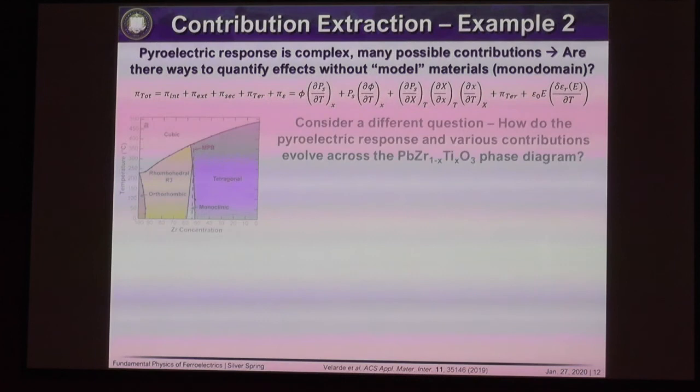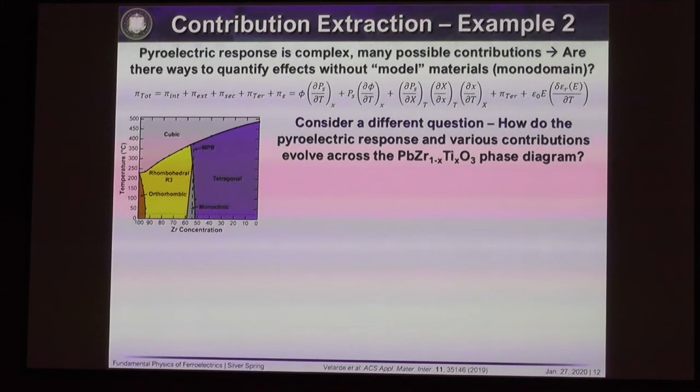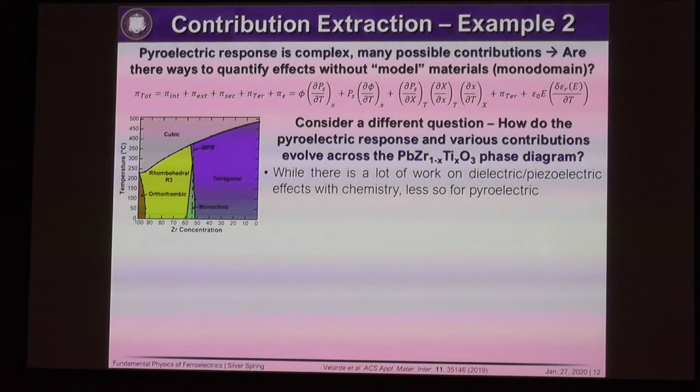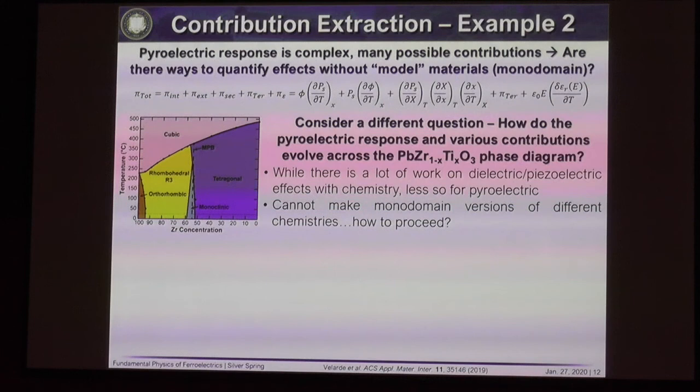And so to do this, let's consider a different question. I showed you PZT as a function of strain before with domain structures. Now let's ask the question, how do the pyroelectric responses and contributions evolve as a function of chemistry across the phase diagram, right? So as I change the zirconium content in the system. There's a lot of work on how things like dielectric and piezoelectric effects change with chemistry. It's less so for the pyroelectrics. Now, the problem for us is that we can't make monodomain versions of all these different chemistries.